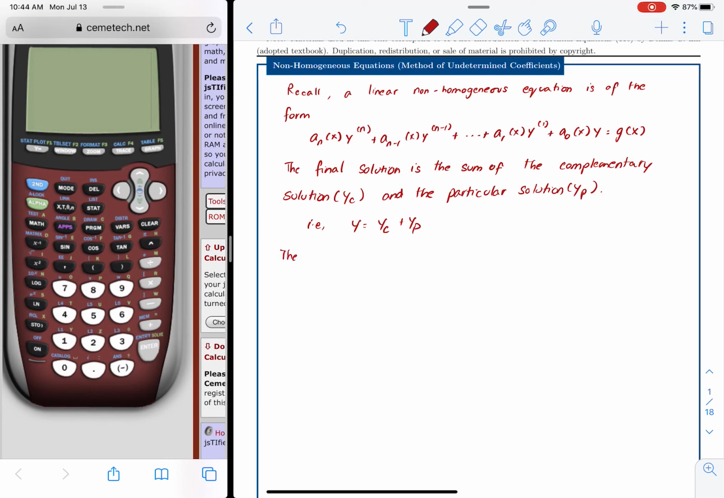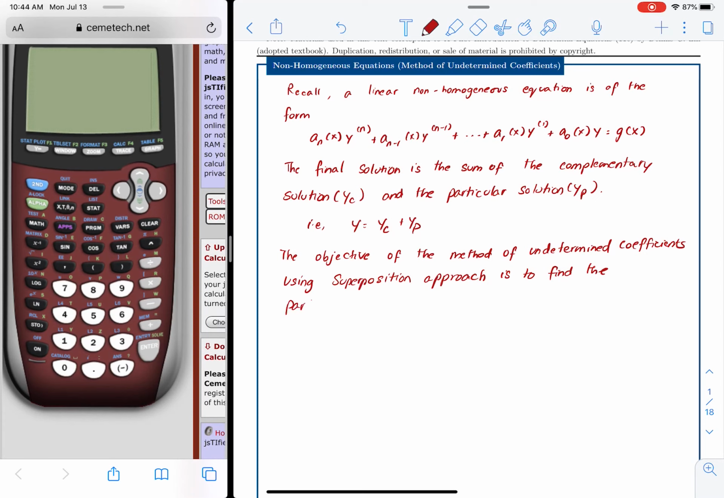The objective of the method of undetermined coefficients using the superposition approach is to find the particular solution. And you may ask me, well, what about the complementary solution?